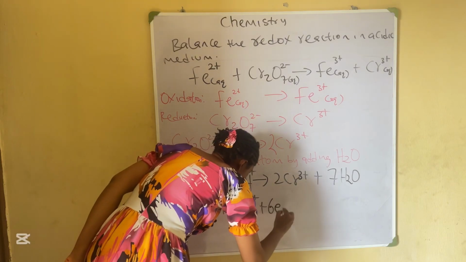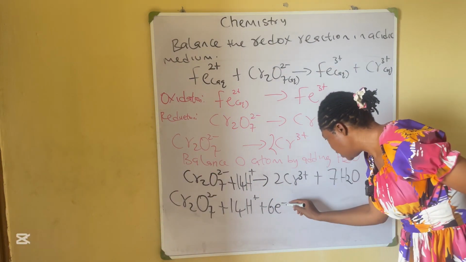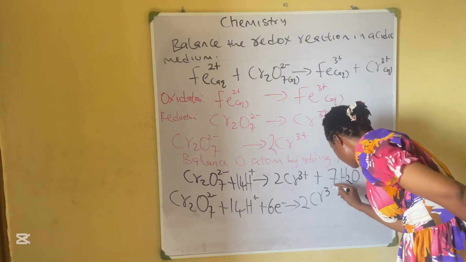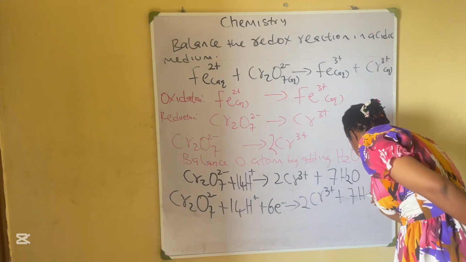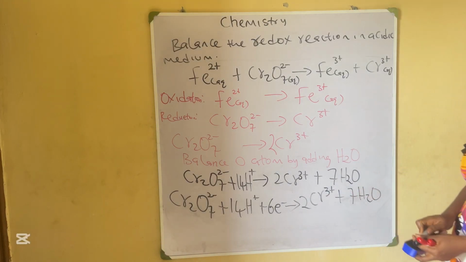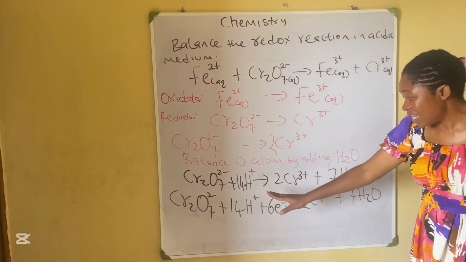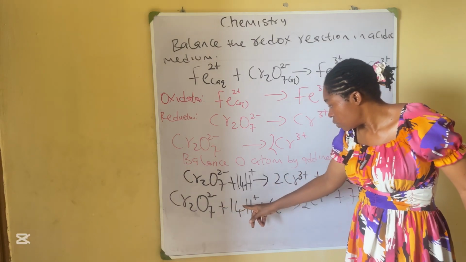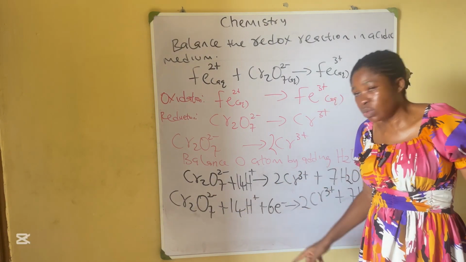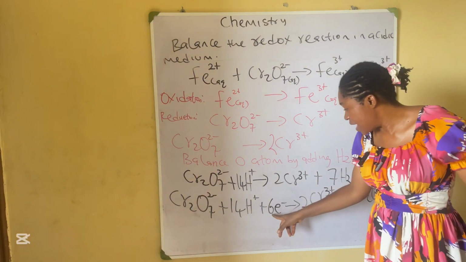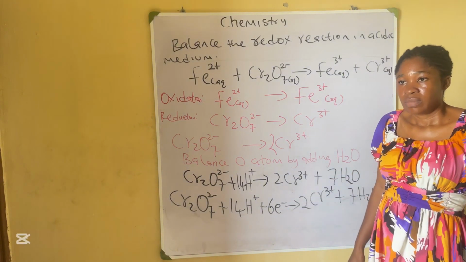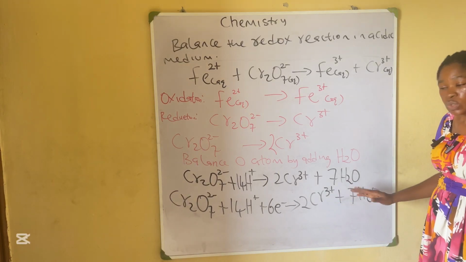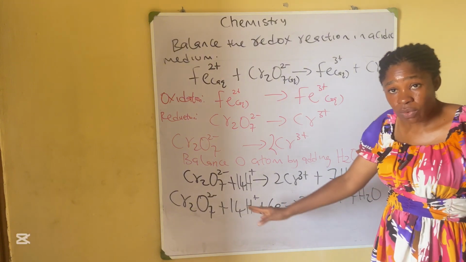Plus 6 electrons. Put the sign charge rather than minus. So I've seen it. Let's look at the charge again. Minus 2 plus 14 is plus 12. Plus 12 minus 6 is plus 6. And I have here 2 times 3 plus, which is plus 6. So the charges are balanced.